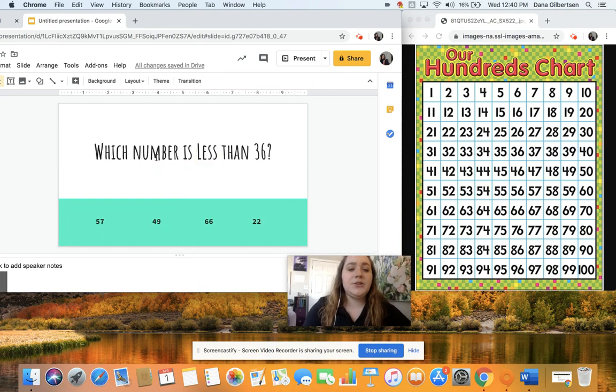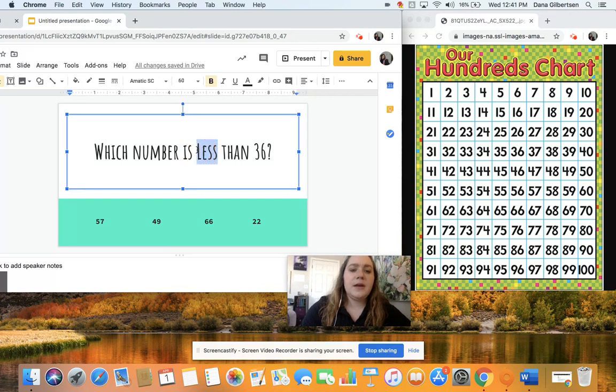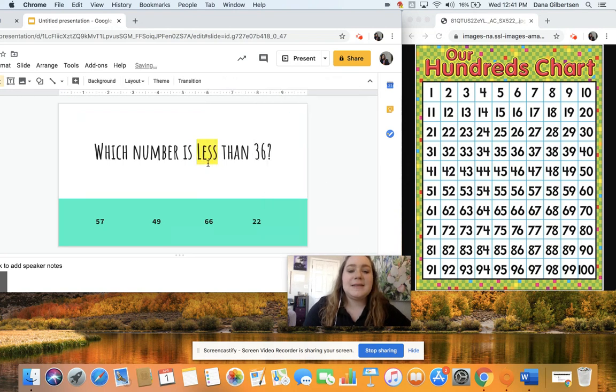It says, which number is less than 36? I'm looking for less. That means smaller. Good. So I'm looking for the number that is less than 36. I find 36 on my hundreds chart. There it is. And now let's go look at my options.